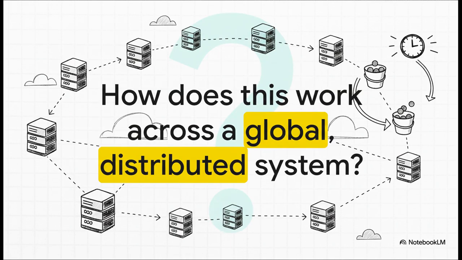But that leaves us with one final and much bigger question. A single bucket on a single server is fast, it's efficient, it's beautiful. But what happens when you're running a massive, global distributed system? How do you make that work across hundreds of servers all over the world? Now that's where things get really interesting.